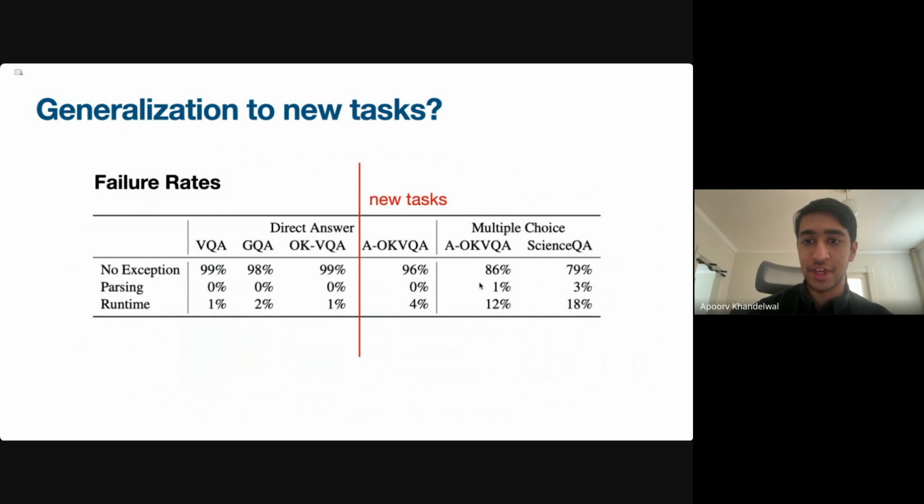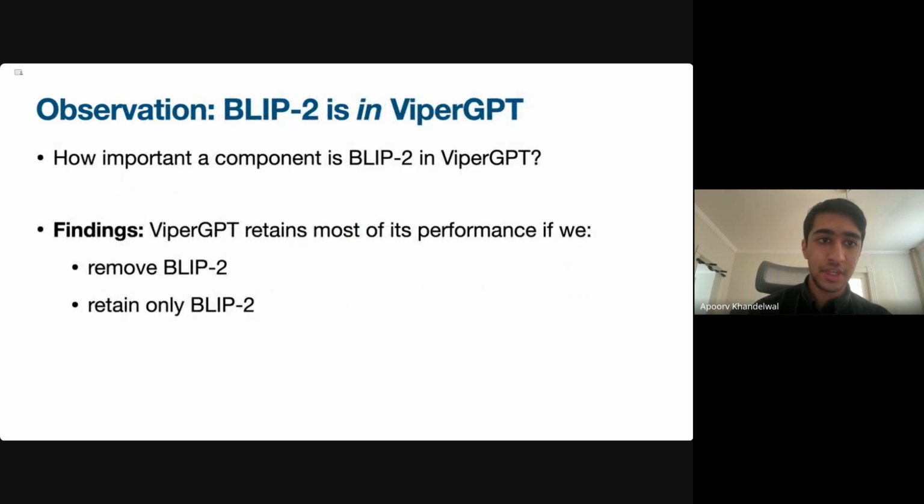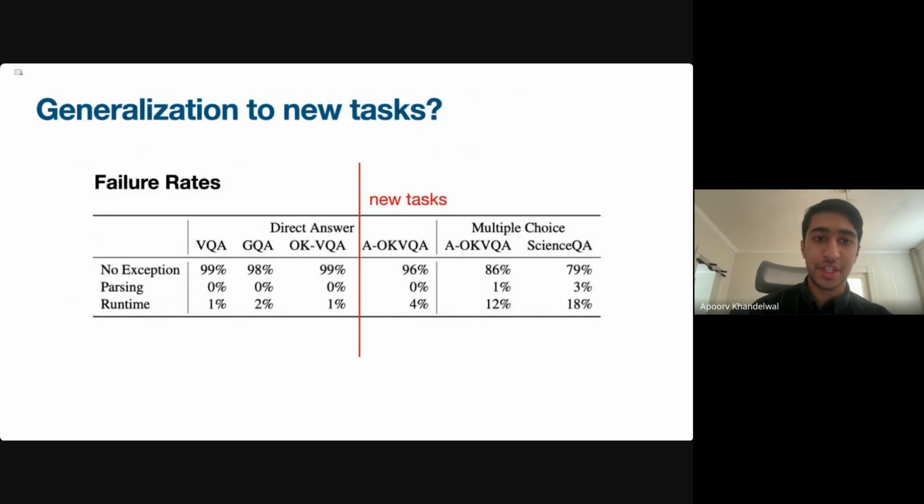But then the multiple choice settings of AOKVQA and also of Science QA, which is very different, have almost a 10 to 20% error rate. And so we count this in the Python errors, whether there was a parsing error, that's an error that points to a failed decomposition by the language model, or a runtime error. That can also be a failure of the decomposition, but also of whether the modules executed in order and worked consistently. Basically that means that when you generalize to new tasks, you are more likely to see errors.